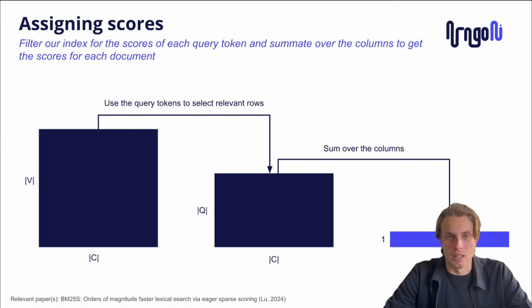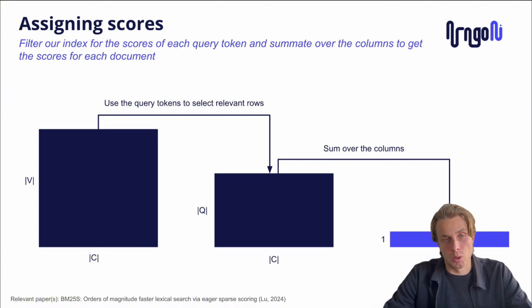Let's just recap it one last time. So we start with this eagerly populated matrix of scores that has number of rows equal to your vocabulary and number of columns equal to the number of documents that you have to search over.